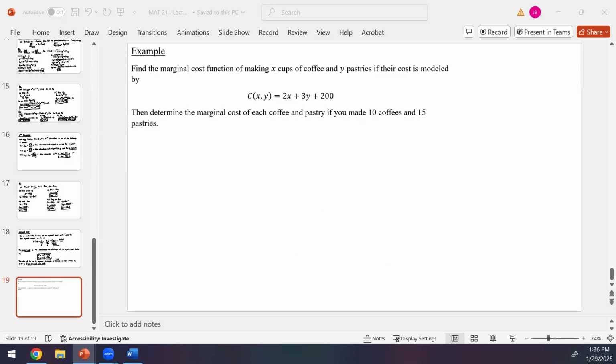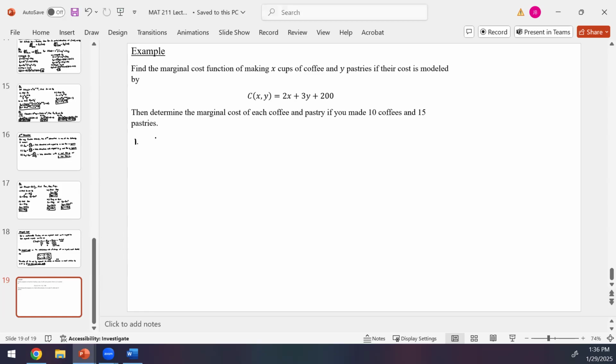So now let's look at an example applying this to a word problem. Find the marginal cost function of making X cups of coffee and Y pastries if their cost is modeled by this. Then determine the marginal cost of each coffee and pastry if you made 10 coffees and 15 pastries. You'll never really have to make a cost model yourself, at least in this class. Maybe in business, sure, but in this class the cost model has to be given to you because it's not easy to make one. Revenue, price times quantity, that still doesn't change. And profit is still just revenue minus cost.